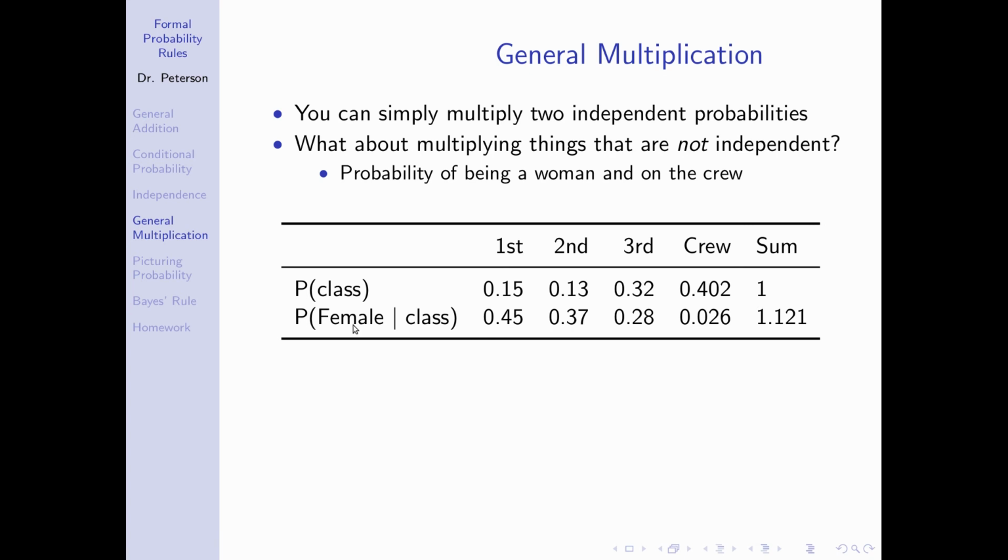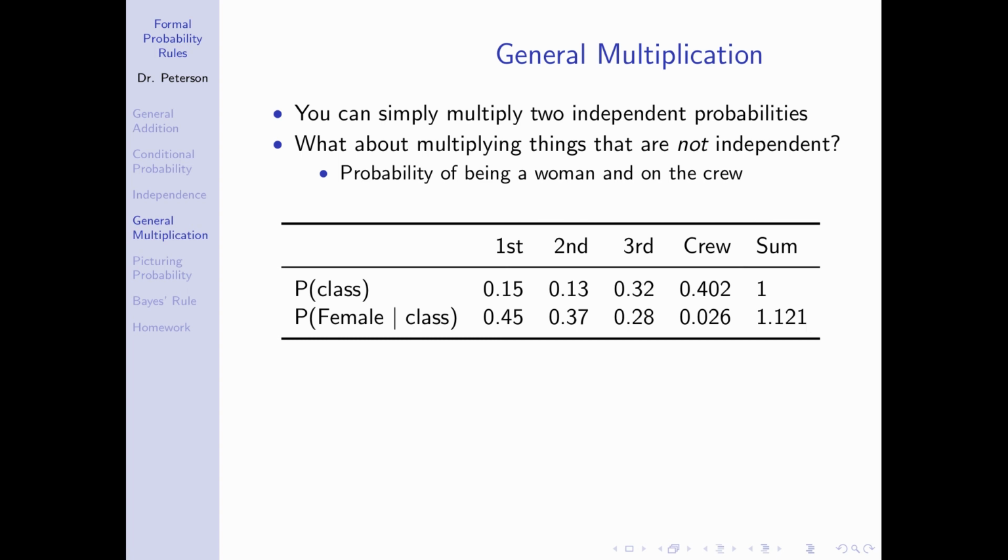In our second row here, I'm giving the probability of being female given that you are in each of these classes. So this says that 45% of people that are in first class were women, or female, because this includes girls as well. Of people that were in second class, 37% are female. Of people that are in third class, 28%. And of the crew, only 2.6%. Note that this does not sum up to 1 because these are not probabilities of the same thing. This is an important distinction to keep in mind.